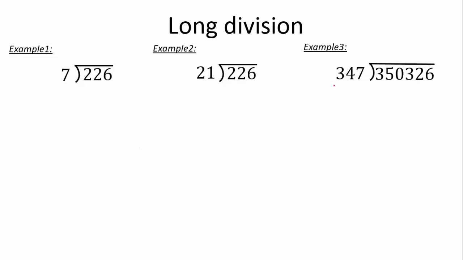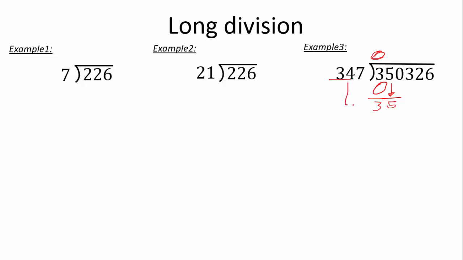Now this example seems a bit out of our depth, but we can do it even though it looks so big. How many times is 347 going into 3? 0 times. 0 times 347 is 0. 3 minus 0 is 3. We bring down our 5 and we get a 5.